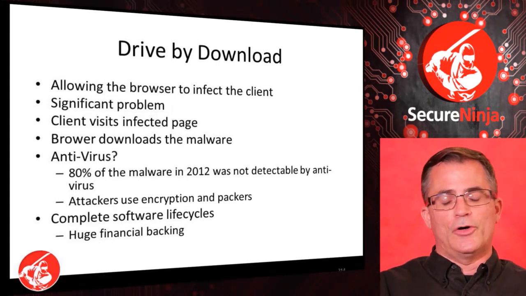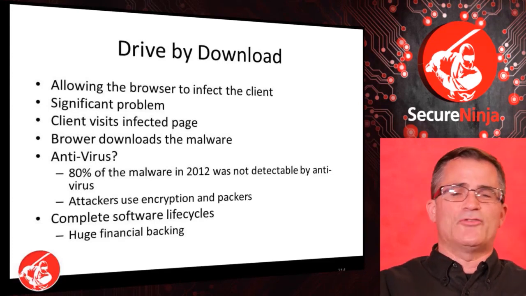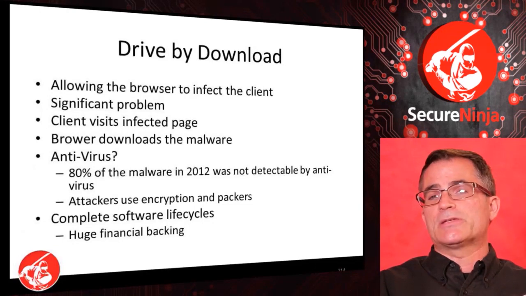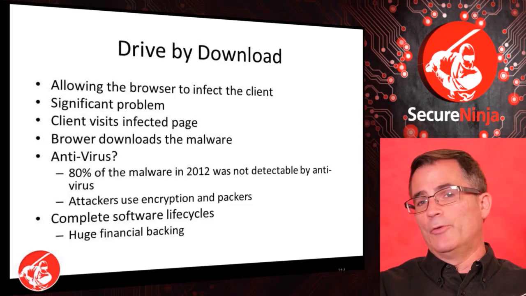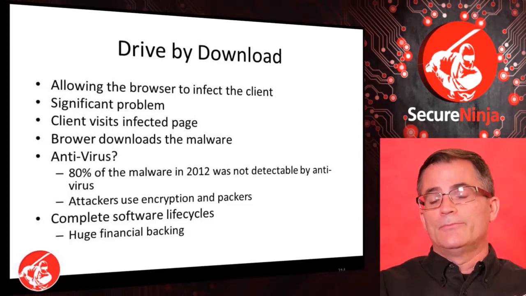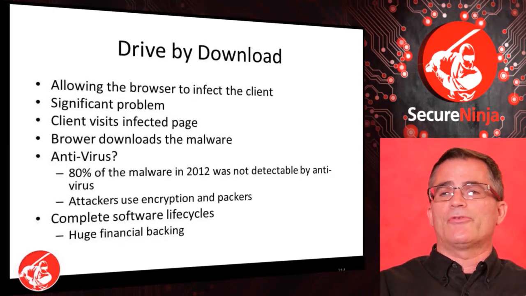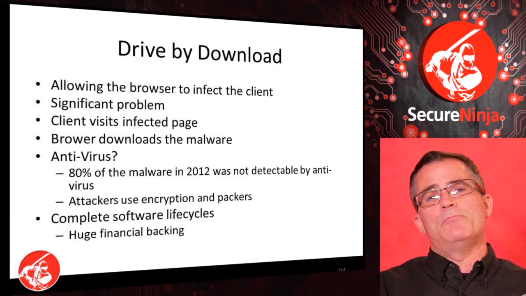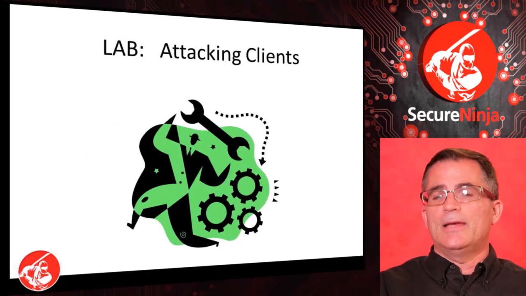80% of the malware in 2012 was not detectable by antivirus that was released in 2012. We call it the 80-20 rule. Usually antivirus does better than that. The 80-20 rule stands for 80% of the malware will be detected by your antivirus, but 20% will be missed. Right? This is because there's financial backing in malware development, complete software life cycles, and there's a lot of big money being made in identity theft and those types of things, and that's why malware is so prevalent out there today. And now we're going to do a lab attacking clients.